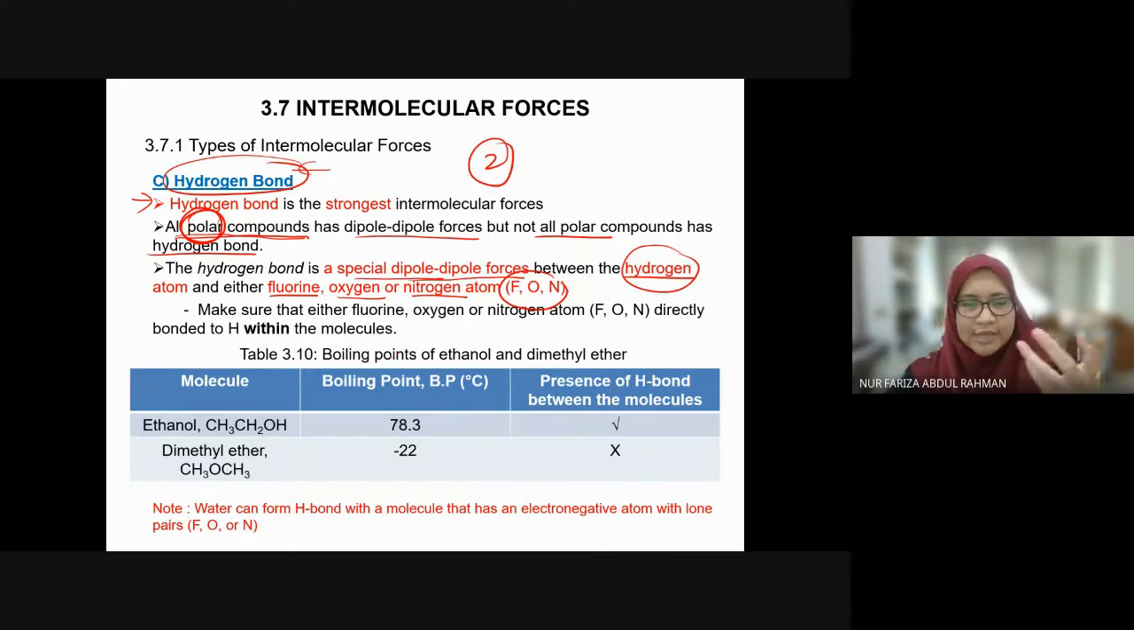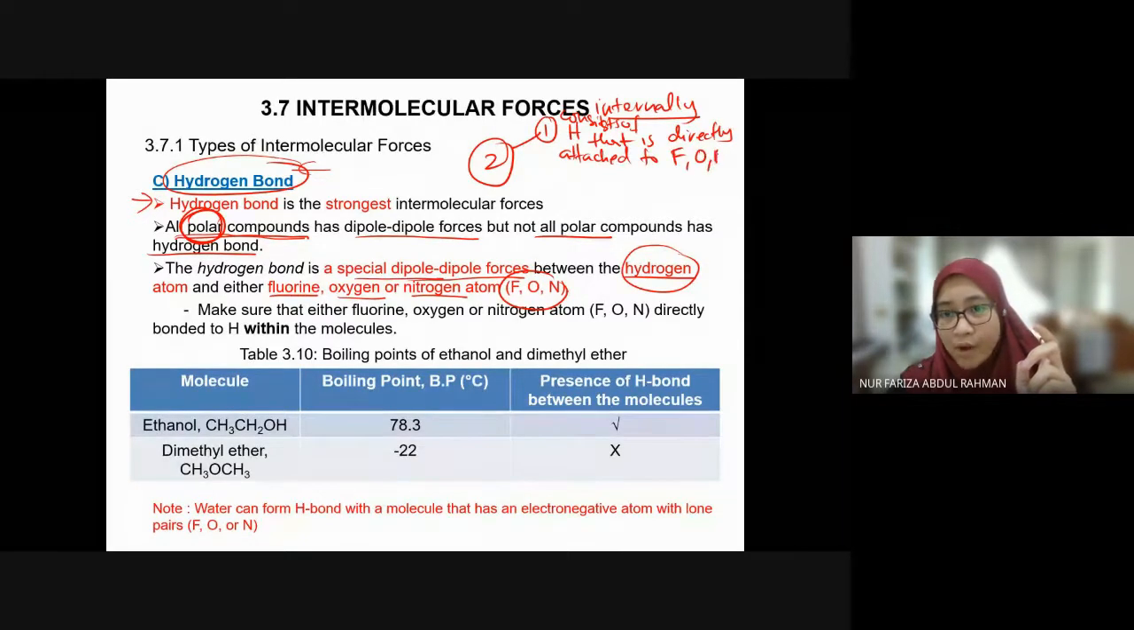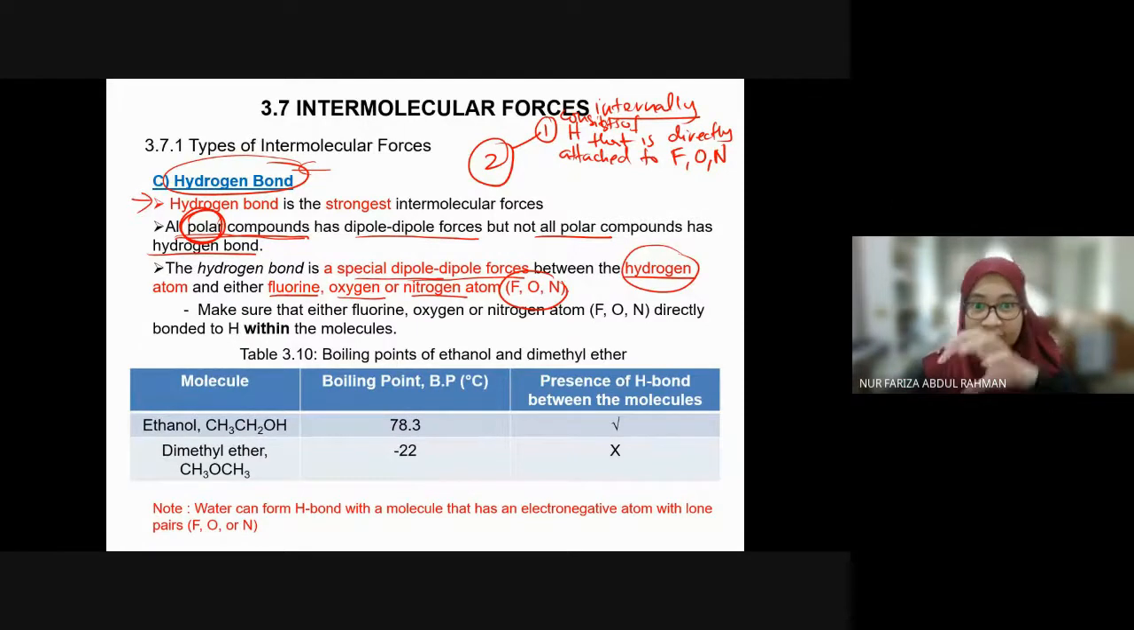Okay, please take note guys. The first condition is you have to identify internally. This is internally. That means it is in the molecule. Within the molecule itself, it must consist of hydrogen that is directly bonded or attached to F, O or N. Internally in the molecule itself. First condition.